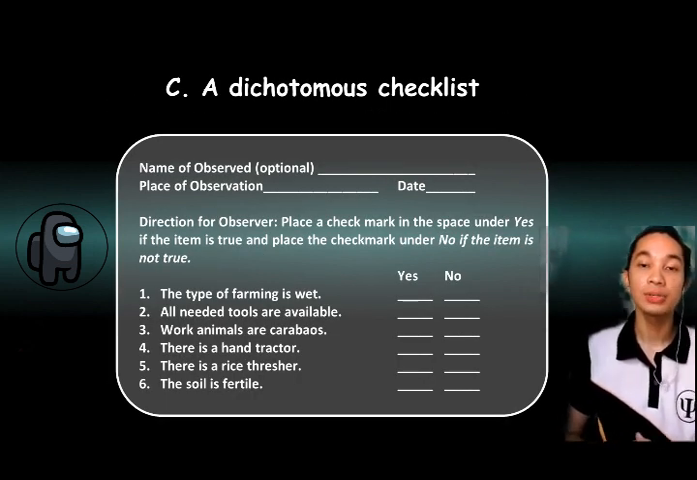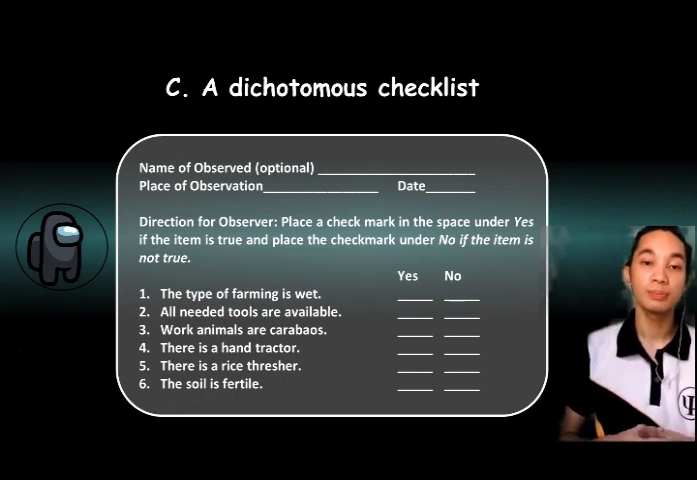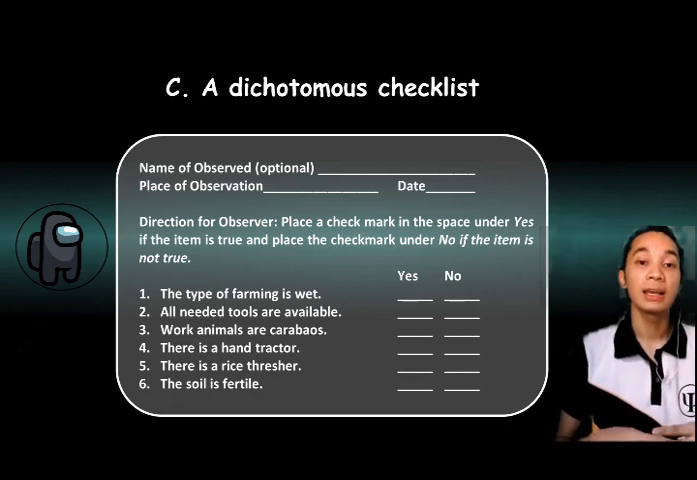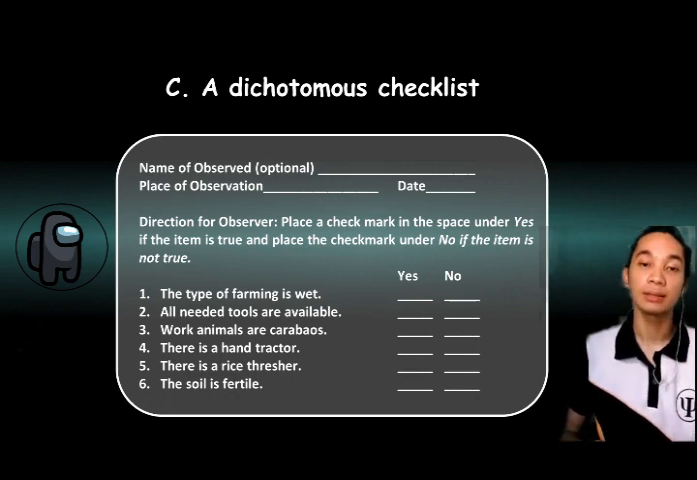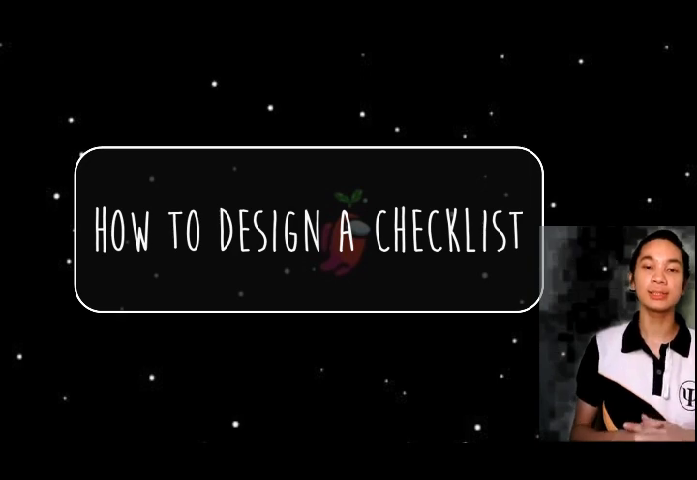C. A dichotomous checklist. We all know that "di" means 2, so in this checklist, there are only 2 possible answers. It can be yes or no, or present or absent. In the figure, the observer must place a check mark in the space under yes if the item is present, and place a check mark under no if the item is not true.